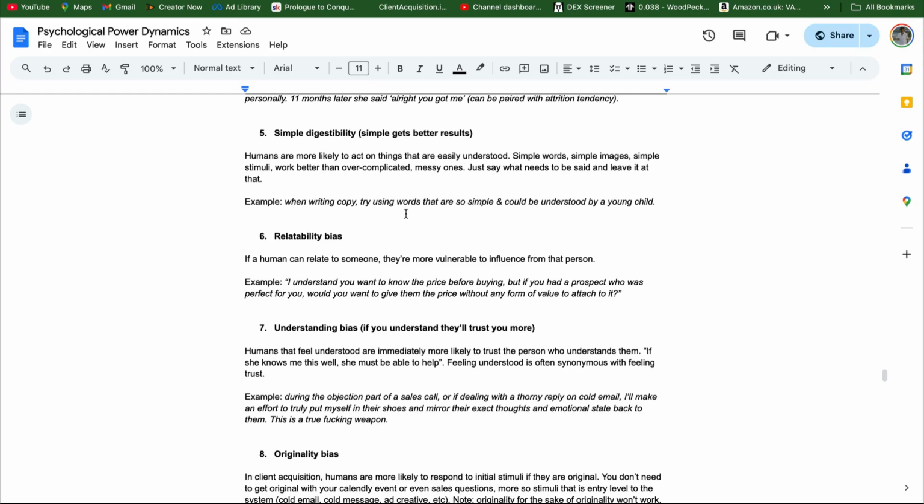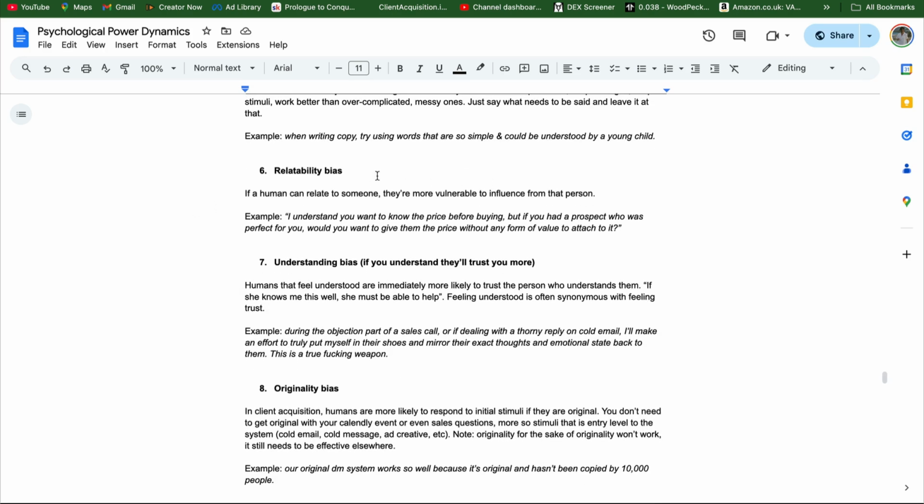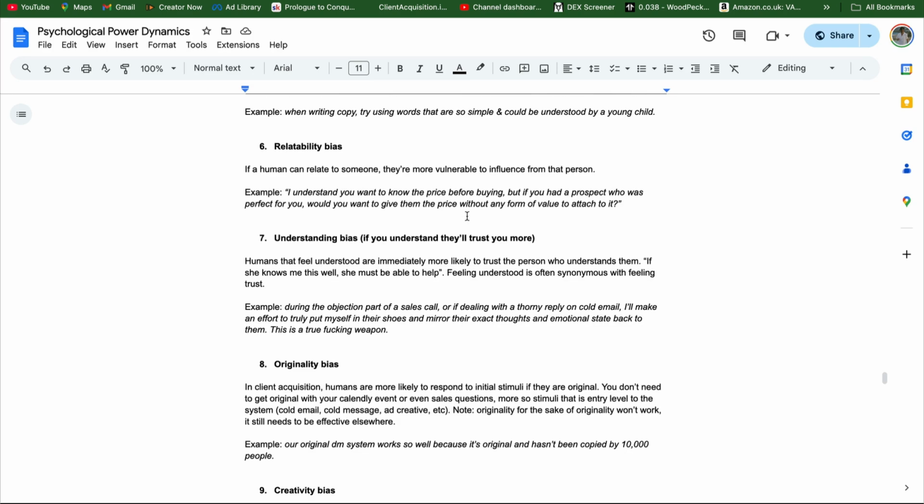Example, when writing copy, try using words that are so simple they could be understood by a young child. It's why whenever I write copy, I always ask ChatGPT, make this 5th grade reading level, or there's 5th grade reading level software you can put it through to do the same thing.